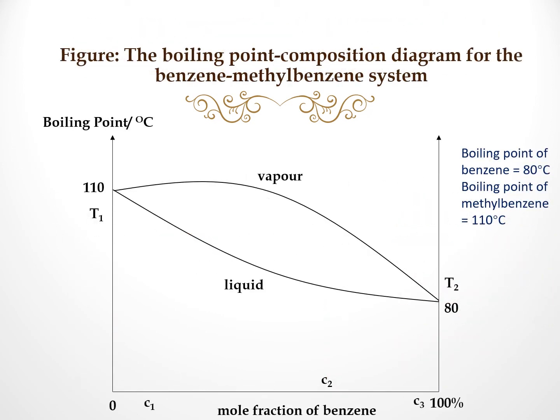Okay, next we have the example of benzene and methylbenzene. Then we need to draw the boiling point composition diagram. Given the boiling point of benzene is 80 degrees Celsius, and the boiling point of methylbenzene is 110 degrees Celsius, you can draw the graph. So 100% benzene here, boiling point of benzene 80, then the boiling point of methylbenzene 110.